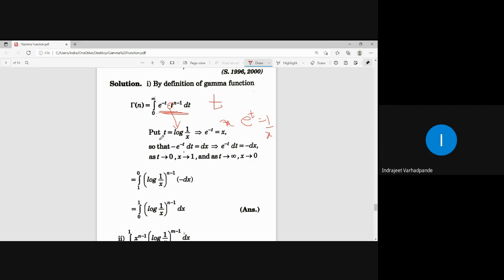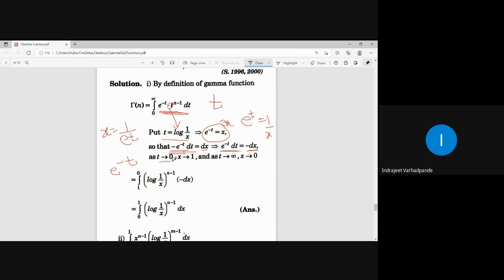Taking antilog of both the sides, e to the power t is equal to what? 1 by x. So x will be equal to 1 upon e to the power t. And 1 upon e to the power t is nothing but e to the power minus t. So finally I got the exponential term e to the power minus t. Derivative dx is equal to minus e to the power minus t dt. So therefore e to the power minus t dt becomes minus dx.